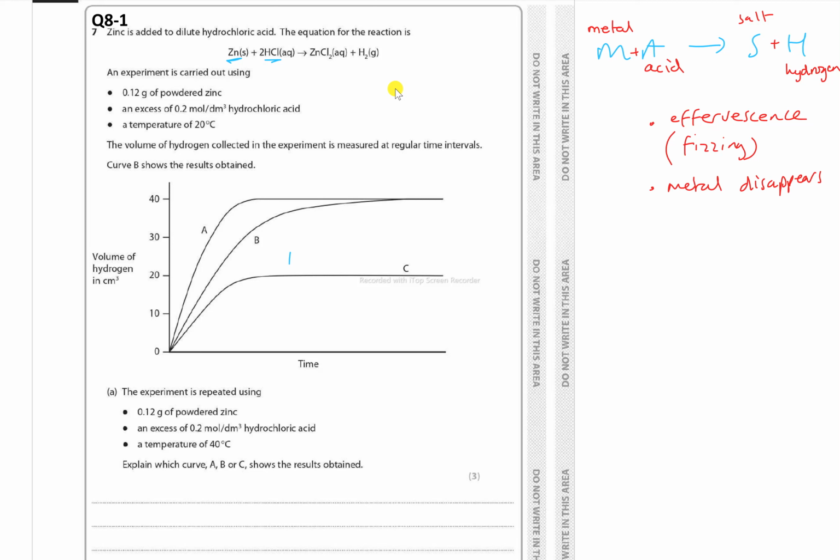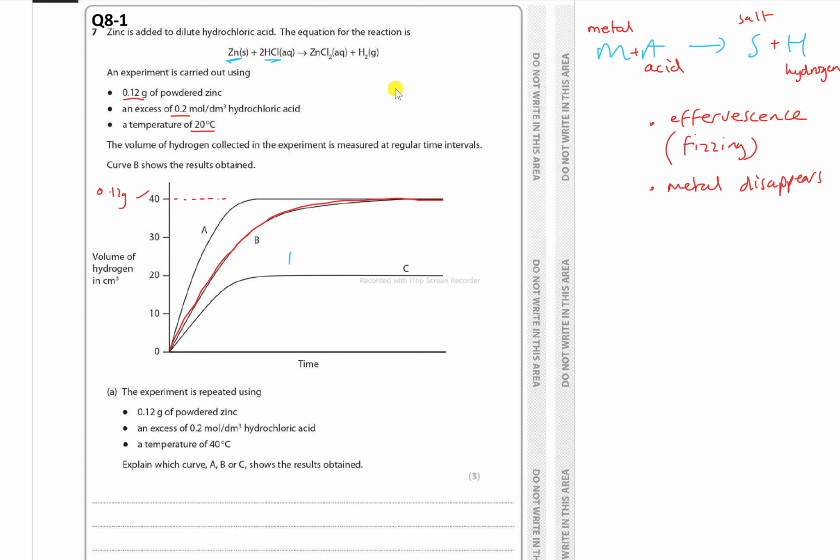Right, you've got 12 grams of zinc powder, excess hydrochloric acid, so that means all the zinc will react, meaning all the hydrogen will be released at a certain temperature. The volume is measured at regular intervals. So this was our starting curve. Have you noticed it's reached a peak of 40 because we've used 0.12 grams.